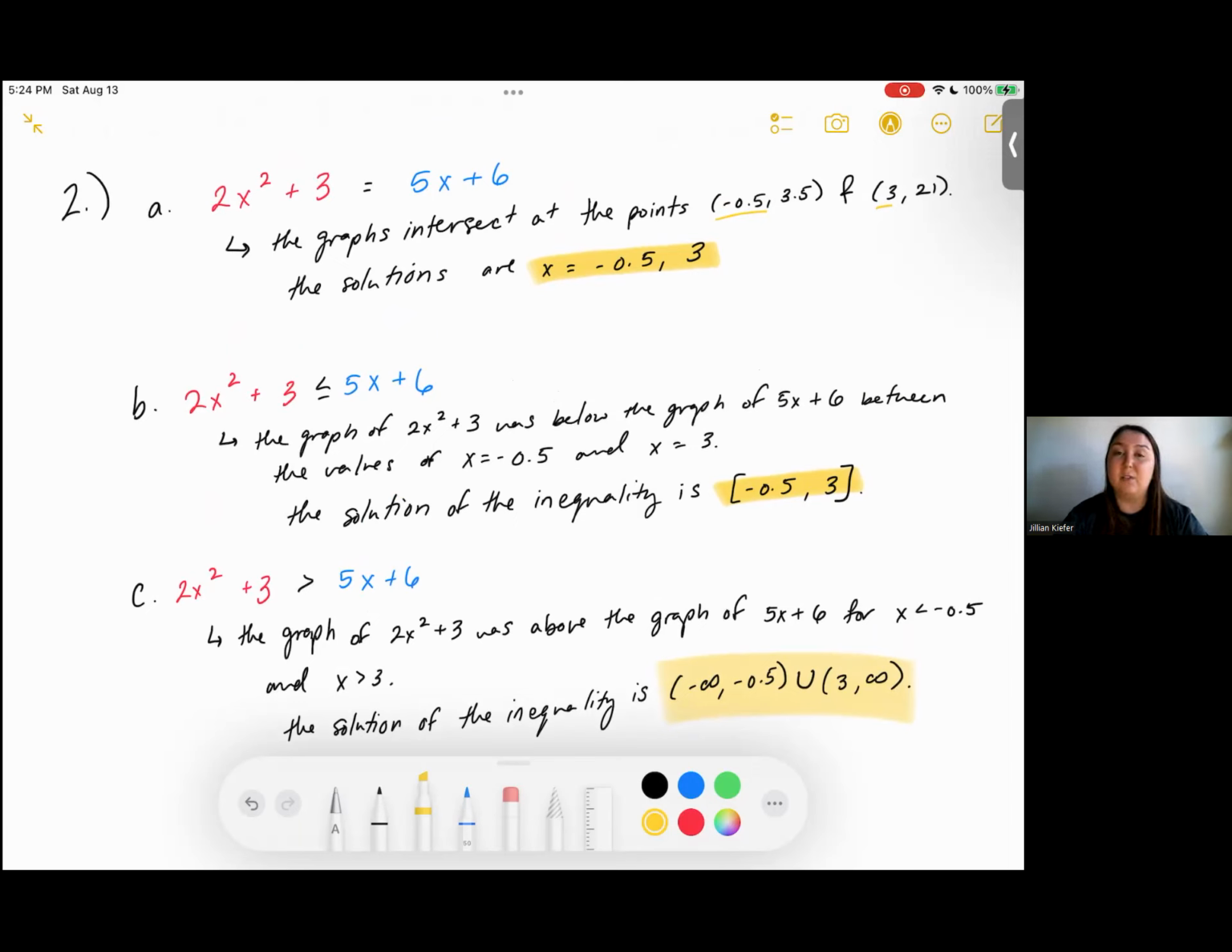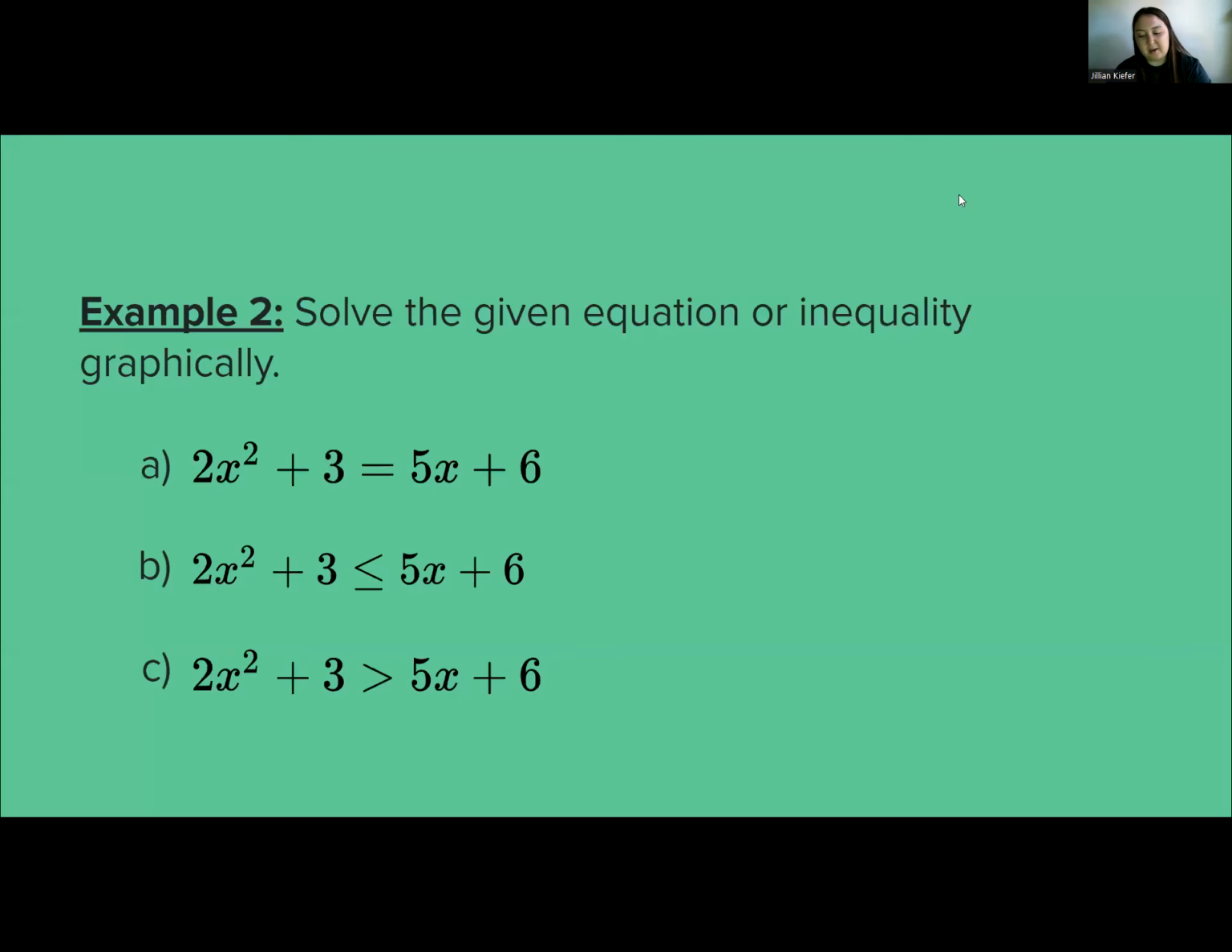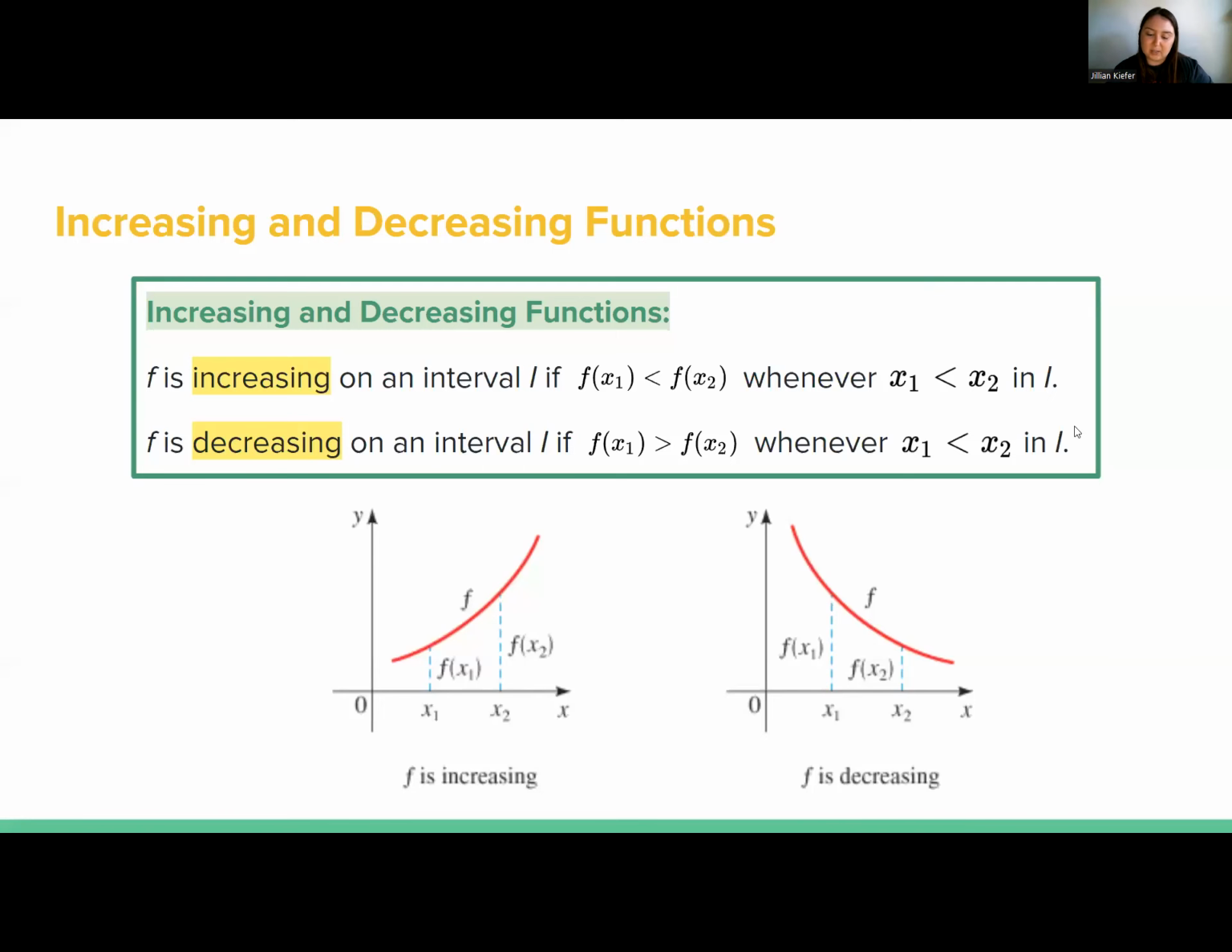Let's go ahead and head on back over to our lecture. All right, that was example 2. Let's go ahead and keep going. So next we have increasing and decreasing functions. So our book definition here, we say that if f is increasing on an interval I, so some random interval, if the y value of some x sub 1 value is less than the f of x value of some x sub 2 value, where x sub 1 is also less than x sub 2 in your interval, that means it is increasing.